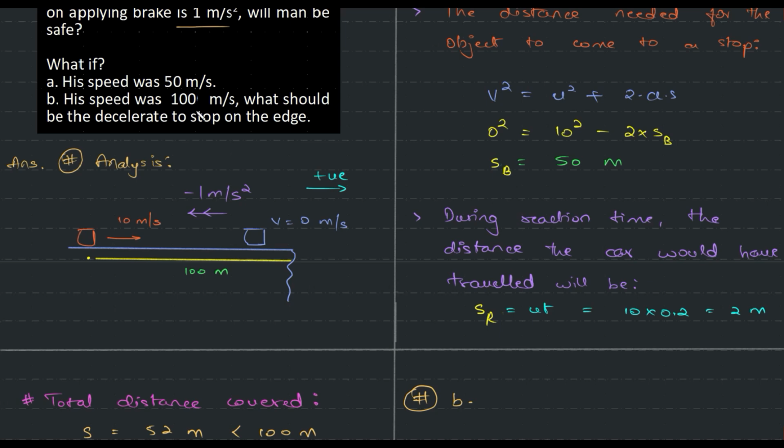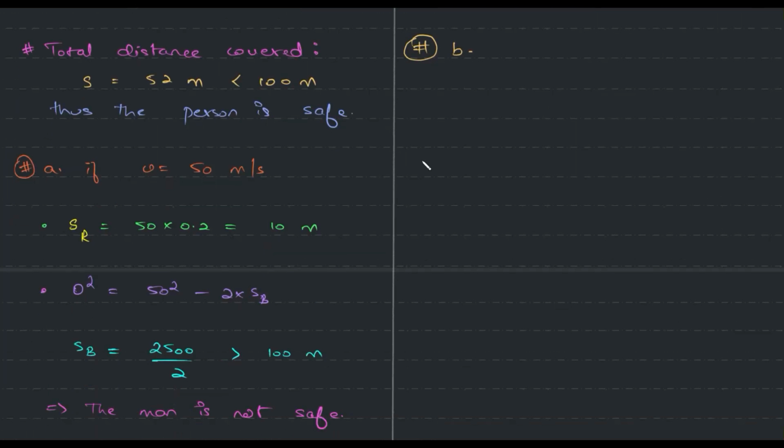His speed was 100 meters per second. What should be the deceleration to stop on the edge? So we need to find out the deceleration. First thing is, let's see the distance traveled during reaction time. So this is 100 into 0.2, so he's already traveled 20 meters.